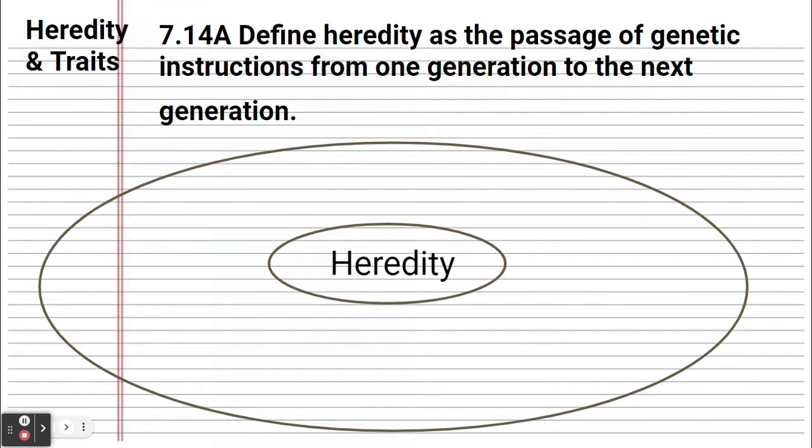Okay, so in your notebook, the next available page, you are going to create this anchor chart. So you're going to write heredity and traits at the top left corner, and then you're going to write out the TEKS. 714A, define heredity as the passage of genetic instruction from one generation to the next generation. And then we're going to do a defining map of heredity. So inside of your map, you're going to put heredity. Your map can take about half of your page. You do need some space at the bottom, so don't make it too big that you can't fit anything else on your page. If you need to pause the video, please do that.